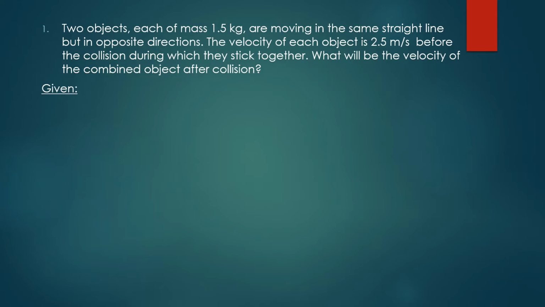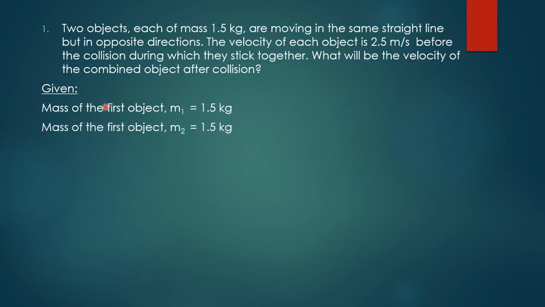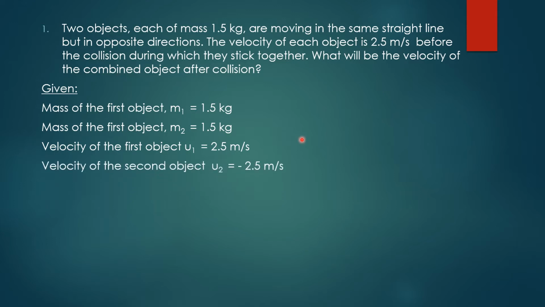Given, the mass of the first object m1 is 1.5 kilogram. Then the mass of the second object m2 is also 1.5 kilogram. The initial velocity of the first object u1 is 2.5 meter per second. The initial velocity of the second object u2 is minus 2.5 meter per second. Why is it a negative sign? It's because they move in the same straight line but in opposite directions.